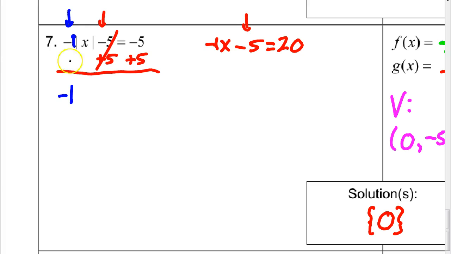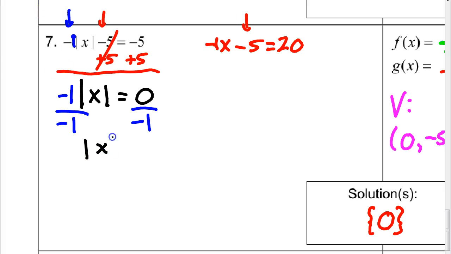Then we'll have -1 absolute value of x equals 0. Okay. Then divide by that -1. Whatever number's in front, divide by it. So now we have absolute value of x equals still 0. 0 divided by -1 is just that 0. Now the question becomes, the absolute value of what number equals 0?